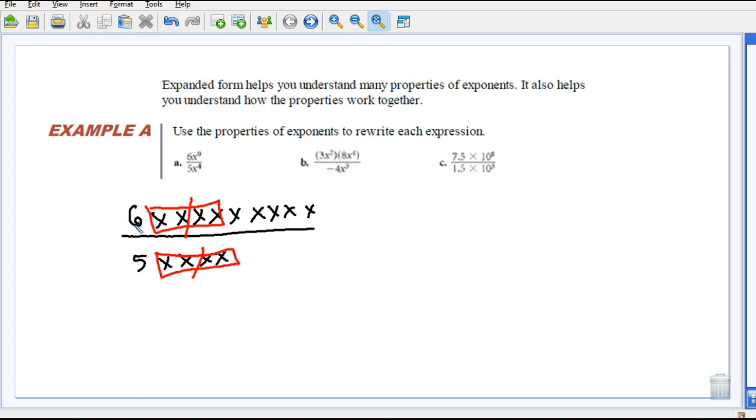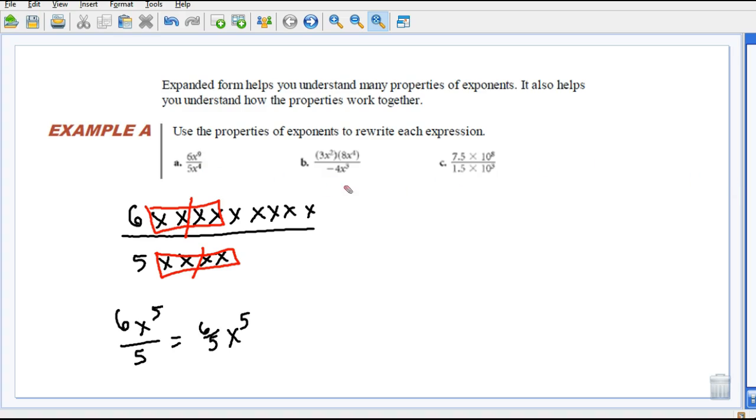Can I combine them? It's not like I'm subtracting the 6 and the 5. Those are just two numbers. Is there anything that goes into both 6 and 5? Well, there is not, so it's just going to be a 6. I've got 1, 2, 3, 4, 5 left. X to the 5th over 5. If you want to write that as 6/5 x to the 5th, that also works. So we're really using the property of division, where if I have the same bases, I'm subtracting the exponents.